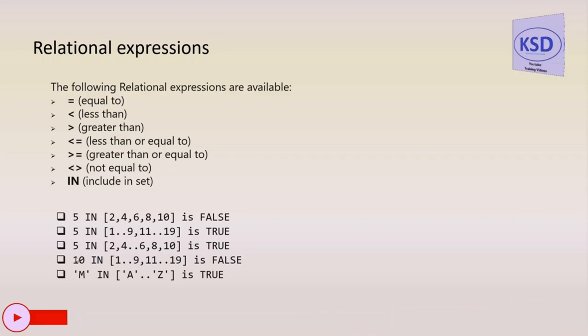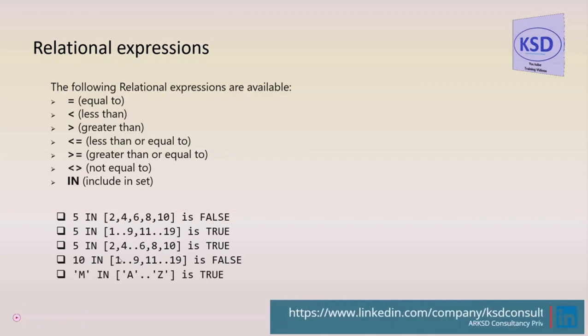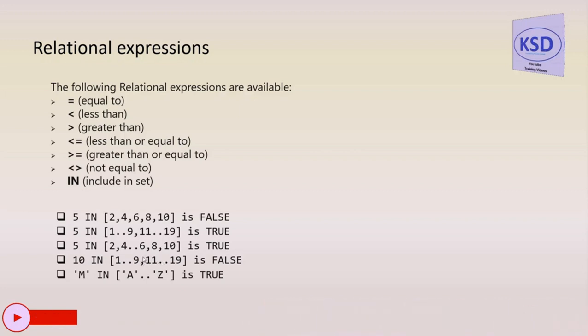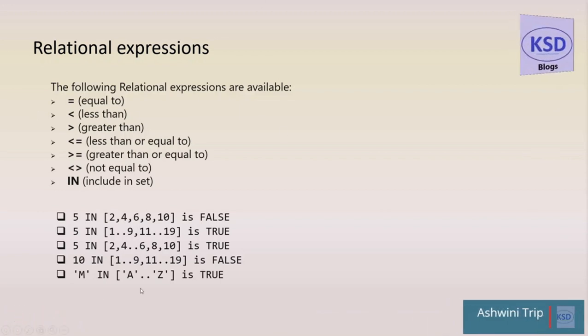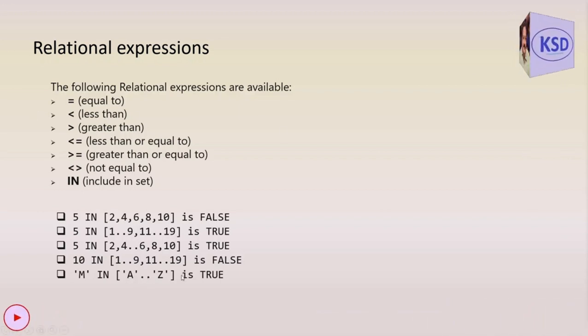Similarly, 10 in this. If you see, 10 is not between 1 and 9 and not between 11 and 19. It is between 9 and 11, but there is no range for it. So it will give you false. Similarly, M in A to Z. Yes, it is there, because M lies between A and Z.